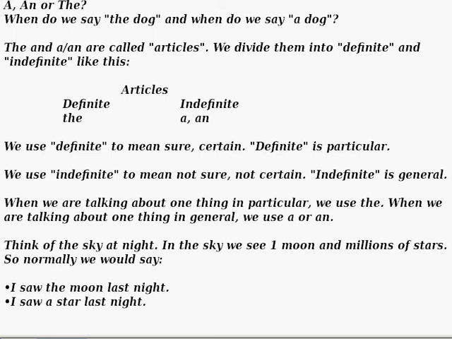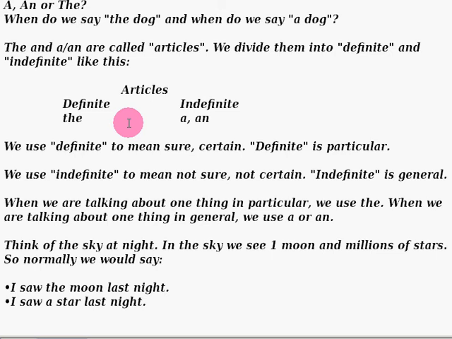So again, students, we are talking about articles a, an, or the. When do we say the dog and when do we say a dog? The and a or an are called articles. We divide them into definite and indefinite, like this. The definite article is the article the. That means we are specific. We are talking about a specific thing, person, or idea, or anything.